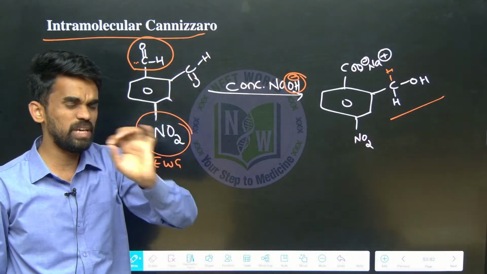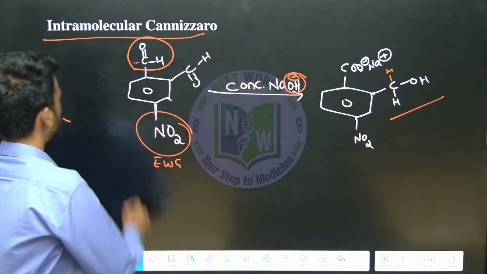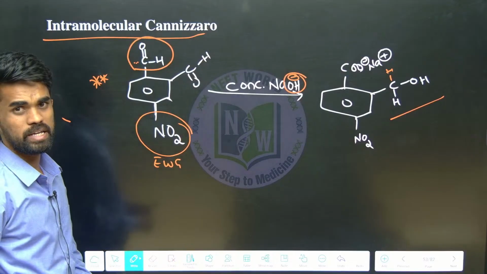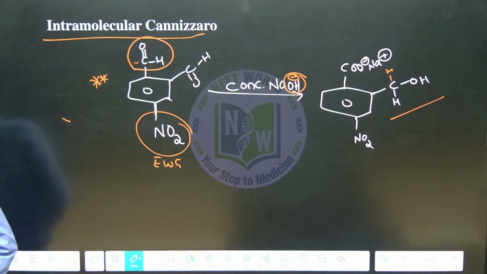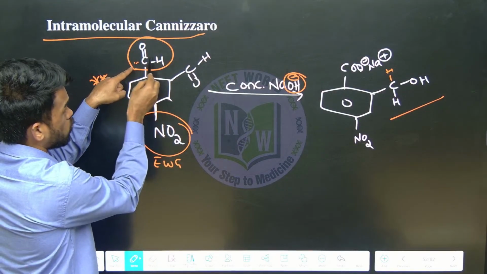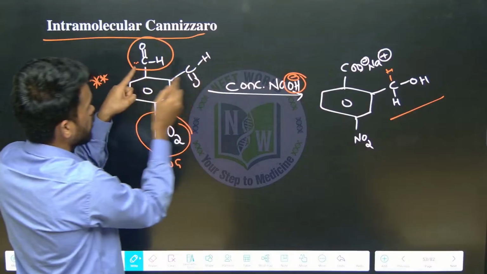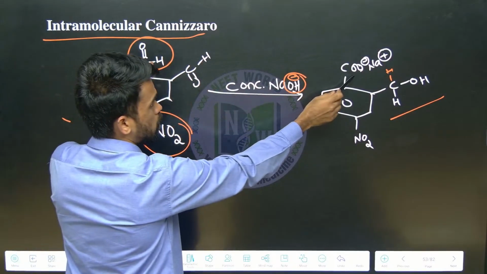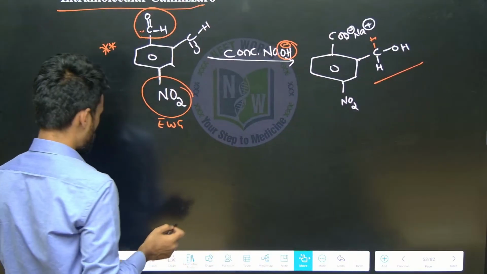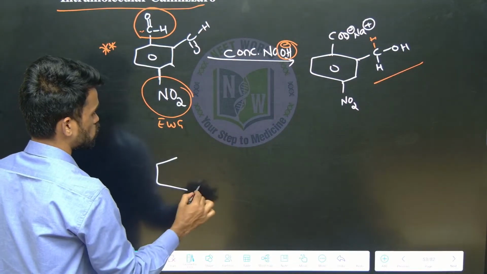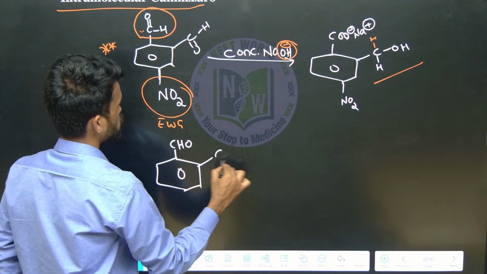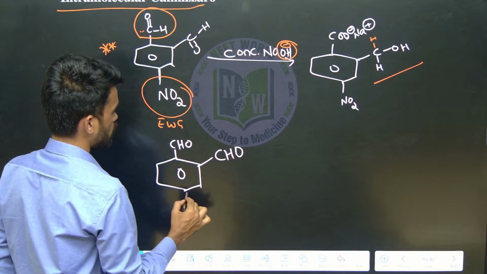This is one of the very important reactions, particularly for JEE and also for NEET. Now what is happening here? The electron deficient carbonyl group is getting oxidized, and the other one is getting reduced. Now, based on this explanation, please provide the answer for this question. I am expecting answers for this question in the chat box from those who are watching.